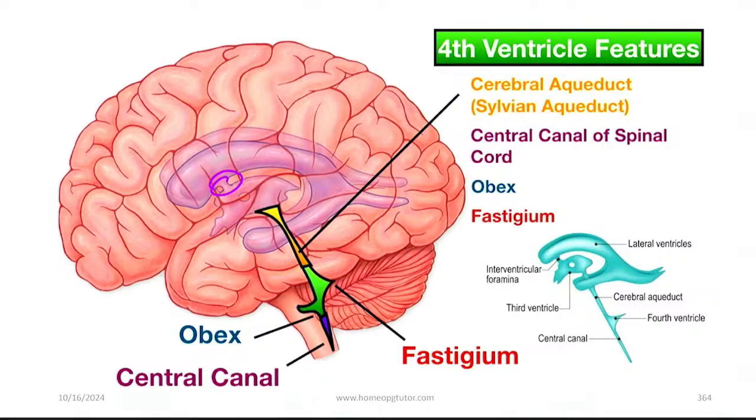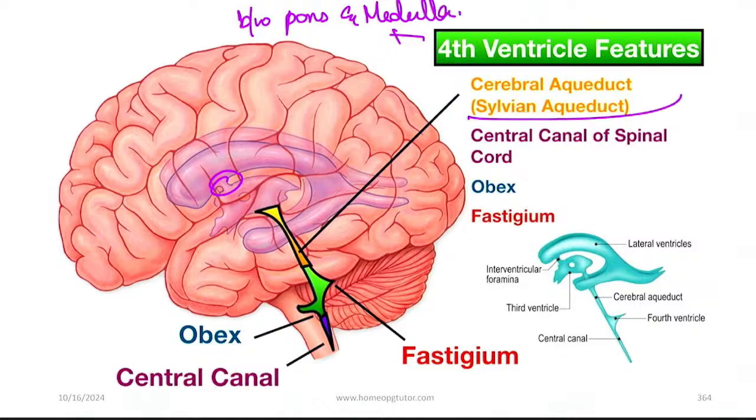This is the medulla and this is the pons. So in between these two we have a ventricle. Remember, this is situated between the pons and medulla within the brainstem. It is connected to the third ventricle via the cerebral aqueduct. And inferiorly it connects or it drains into what?